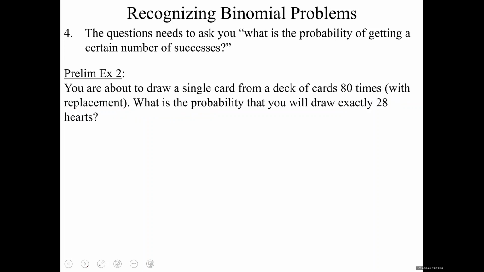Again, you're about to draw a card from a deck of cards 80 times with replacement. What's the probability you draw exactly 28 hearts? We already said that drawing a heart is a success. I'm saying, what's the probability of getting 28 successes? Okay, so if that's what the question asks, what's the probability of getting this many successes? That makes it a binomial problem. Let's go to the third one.